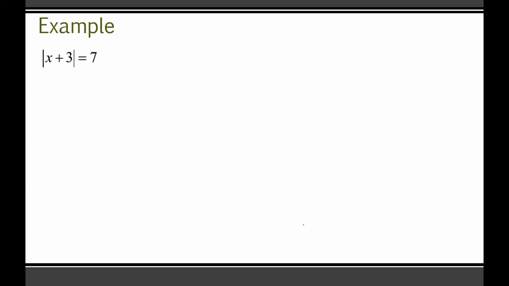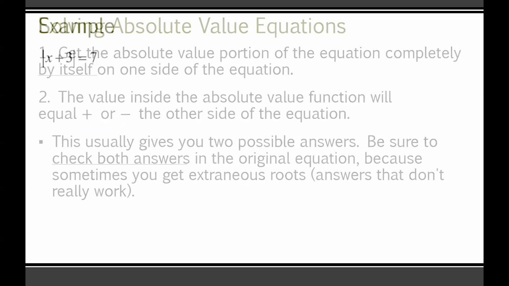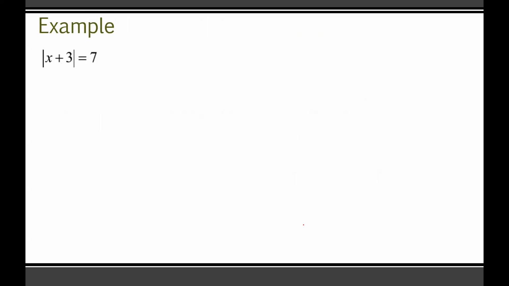The absolute value of x plus 3 equals 7. Well, step 1 from before says get the absolute value portion of the equation completely by itself. Well, look at it. It already is on its own. You don't have to do a darn thing, right? That thing is all by itself right here, and then that's equal to 7.